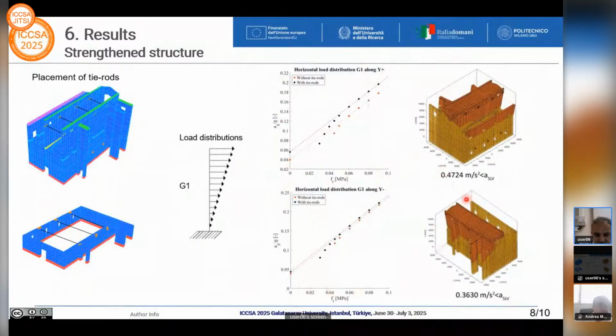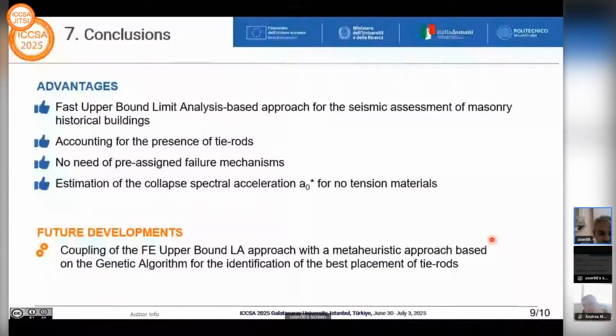And you can see that the results increase the collapse multiplier, so increase the A0 star parameter, but still it is not enough. It is not enough because this portion is very problematic even from a static point of view. So we have to think in the future, if we think about the technical problem, what to do in order to decrease further the vulnerability.